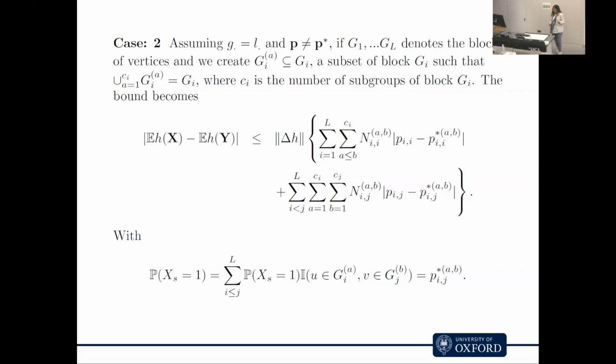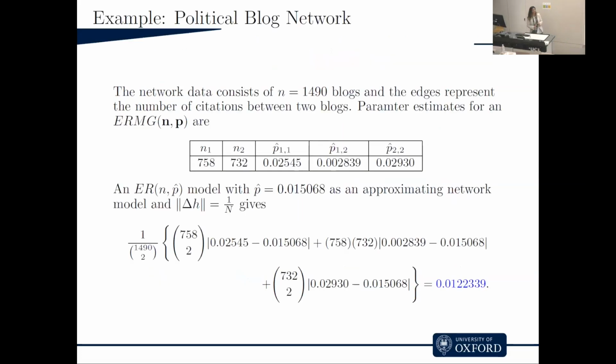As an example, we actually evaluated these bounds for two real data networks. One that I just talked about, the political blog network, and the other that you heard about in the morning, the Florentine marriage network. So for the political blog network, this is the bound on the distance between ER, which is the simpler model, and the ER mixed graph models. This is what we got.